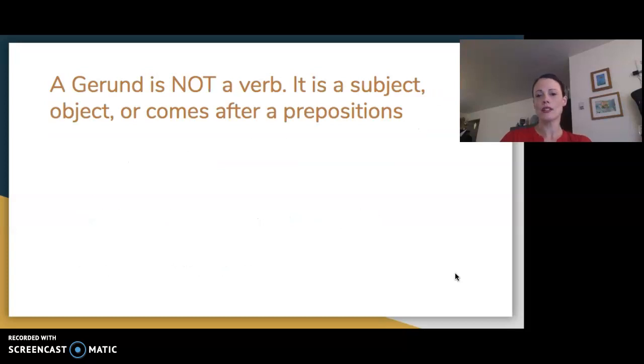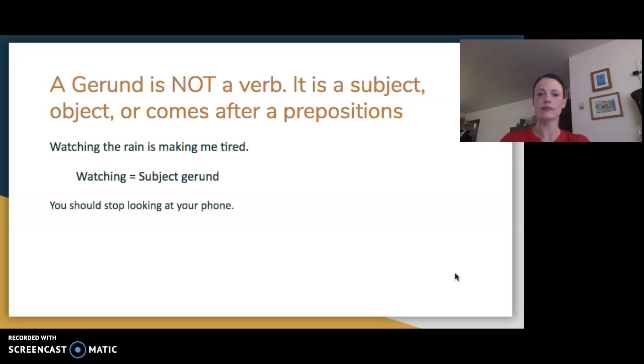Remember that a gerund is not a verb. A gerund is a thing. It's a noun. So it's a subject. It's an object. Or it comes after prepositions. Watching the rain is making me tired. Watching is a subject gerund.